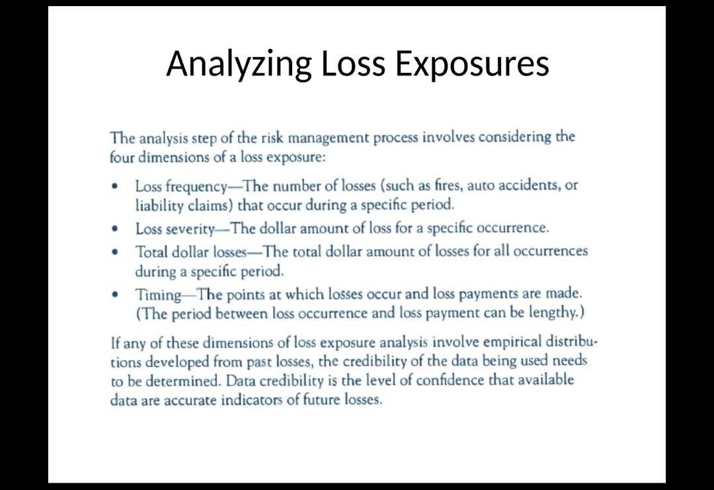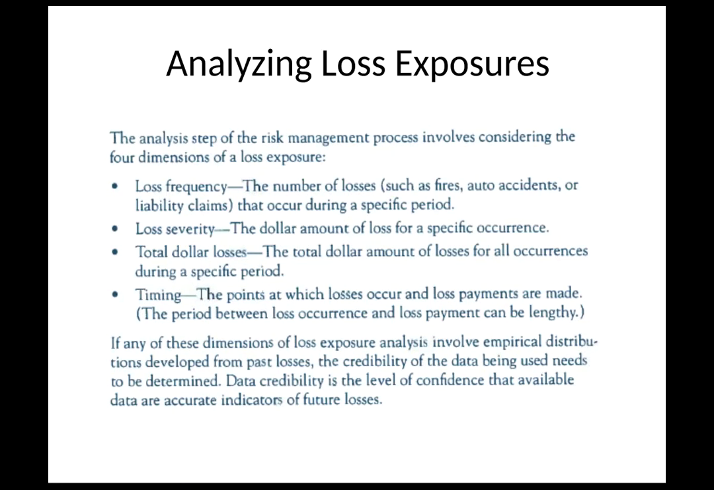Same type of thing for loss severity. It's the dollar amount of a loss for a specific occurrence. And then total dollar losses is the amount of losses for all occurrences during a specified period. So we can have one for that specific event, but then we're also going to have the total dollar losses for that whole policy period, let's call it. And then timing: the points at which losses occur and loss payments are made.